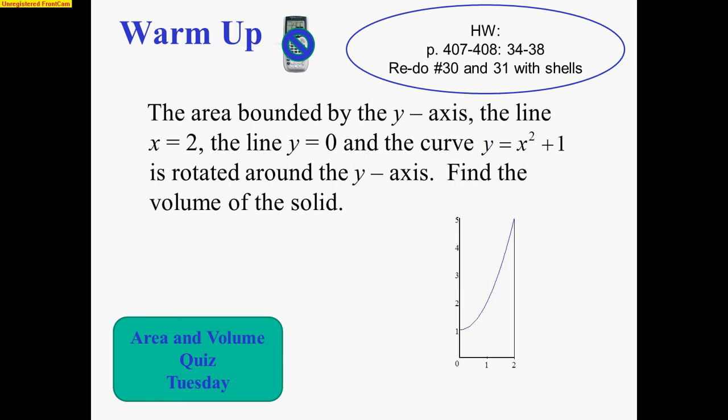where I've given you this shape, area bounded by the y-axis, the line x equals 2, the line y equals 0, and the curve, which is a parabola, right? So the line x equals 2 is here. The line y equals 0, there. The curve x squared plus 1. And the y-axis.